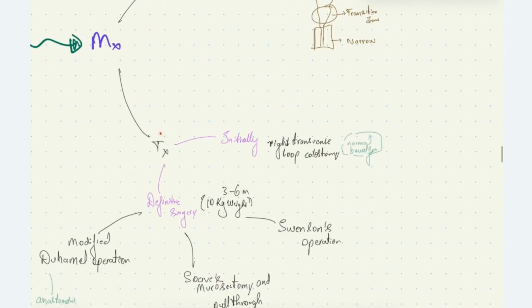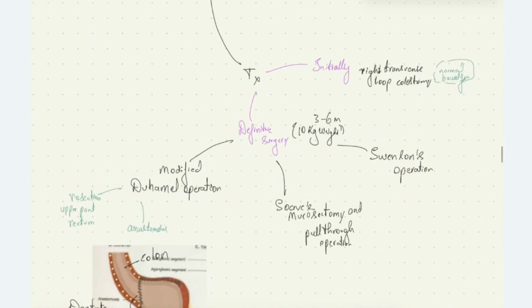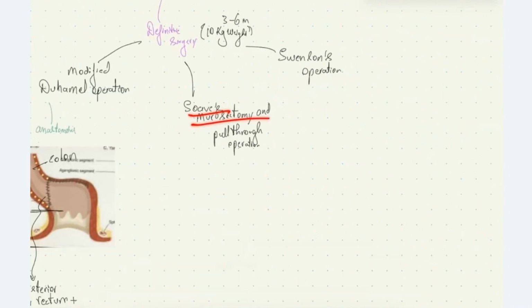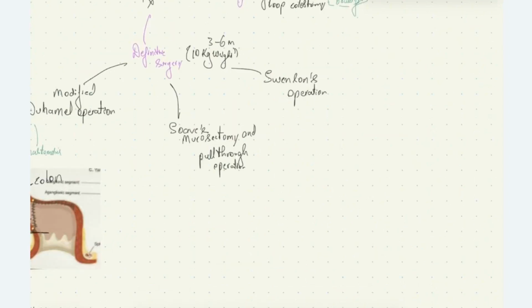Treatment: initially we perform a right transverse loop colostomy followed by definitive surgery at 3 to 6 months of age. When the patient achieves 10 kg weight, we perform the modified Duhamel operation or Soave's mucosectomy and pull-through operation or Swenson's operation. This is all about Hirschsprung disease.